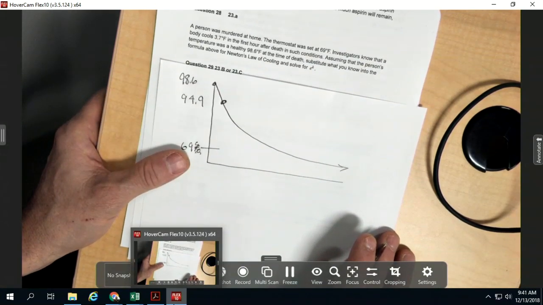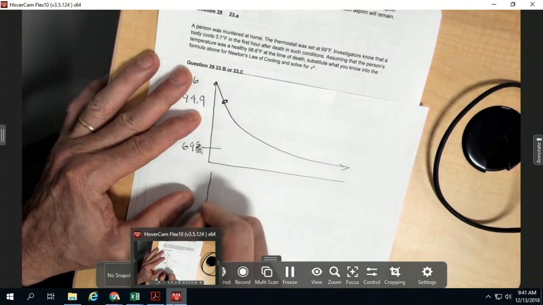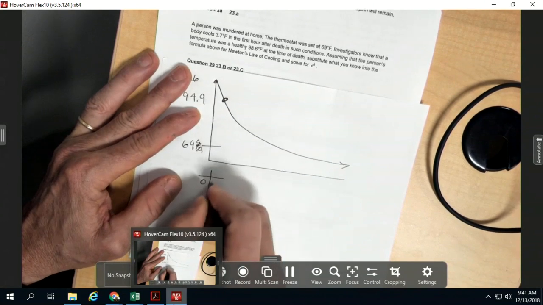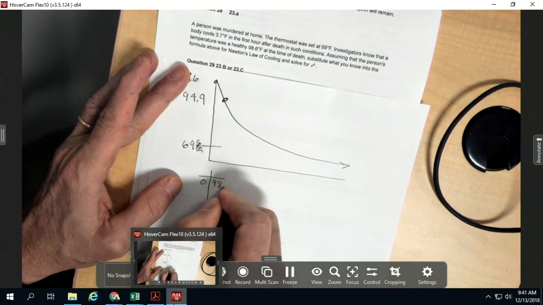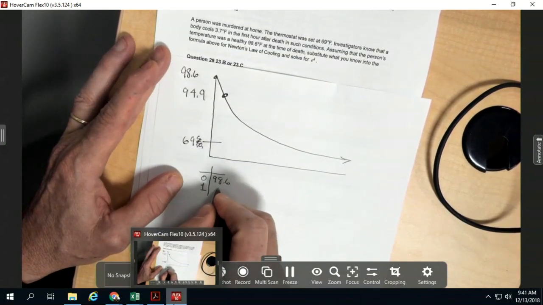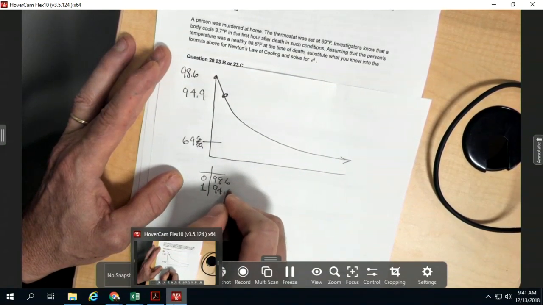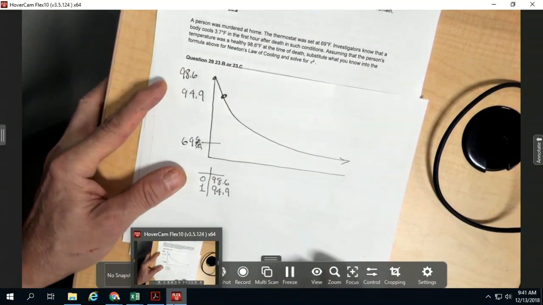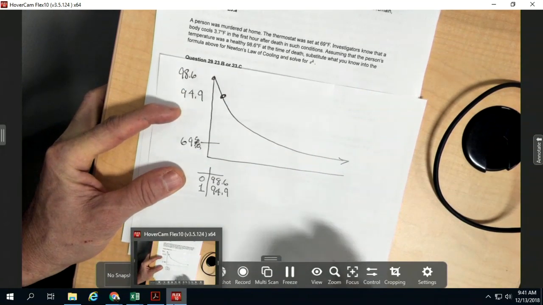Assuming that the person's temperature was a healthy 98.6 at the time of death, so we have 2 points. At 0, it's 98.6. At 1, it's 94.9. Newton's law of cooling says, give me the formula.